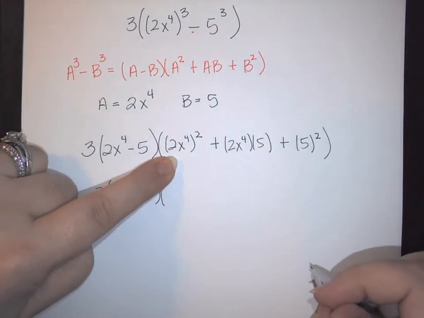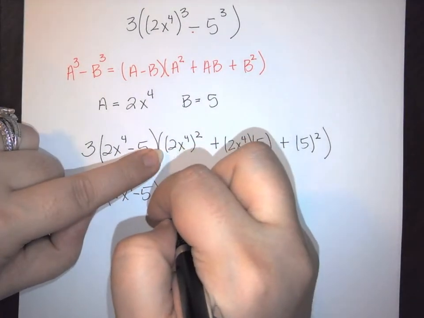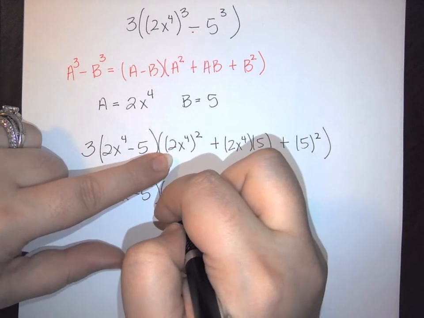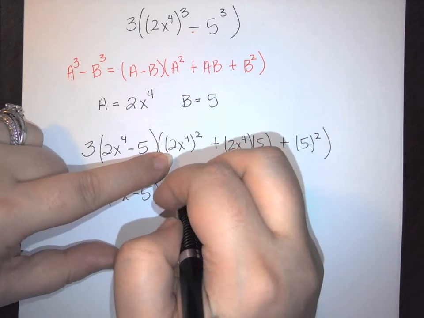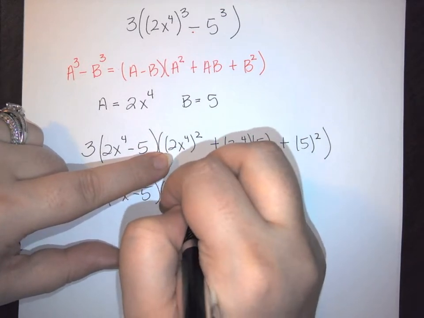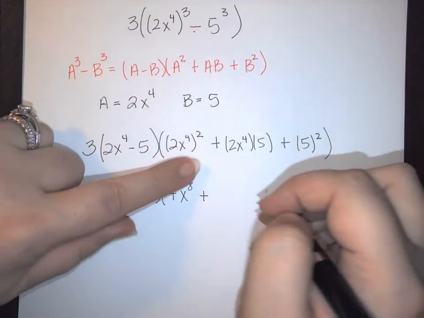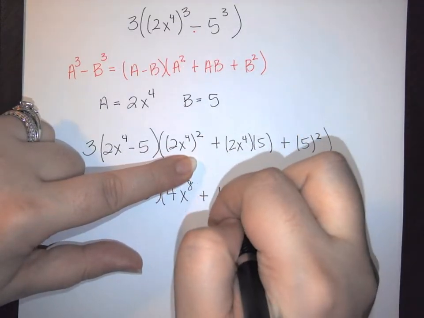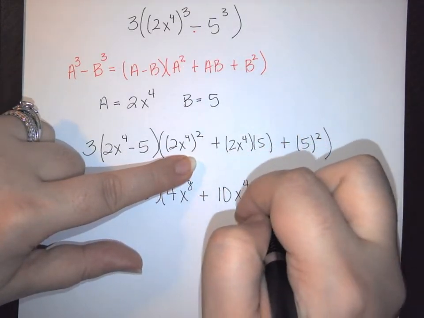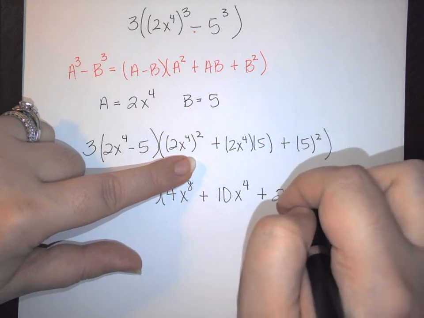And we have to do the math. 2 squared is 4. X to the 4th squared is going to end up being x to the 8th, plus 2 times 5 is 10x to the 4th, plus 25.